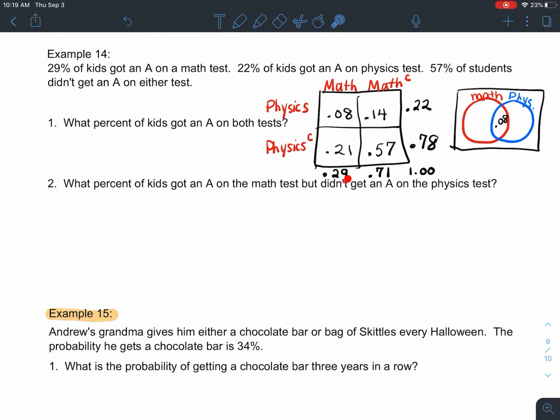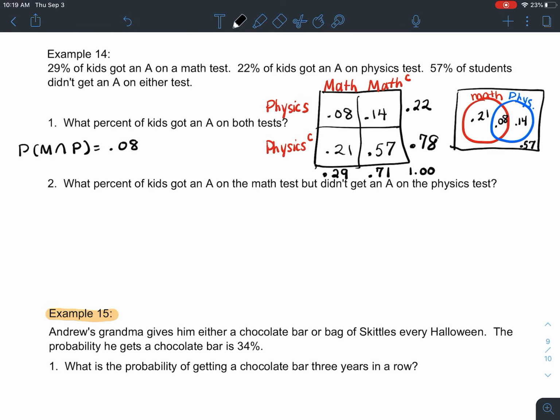Okay, I also know that the total number of individuals who got an A on the math test was 0.29, or that's the percent. That includes this 0.08. That means over here this would be 0.21. Using that same logic for physics, it totals 0.22, but that includes that 0.18, so this would be 0.14, and then 57% is what's outside there in that other sample space. They did not get an A on either.